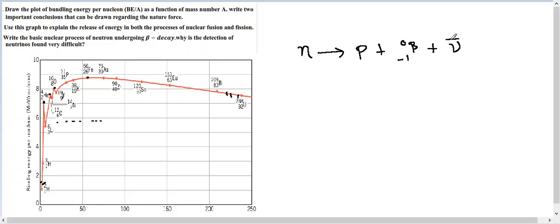So here we can see that in a neutron undergoing beta decay, that's the beta particle, and in that process a proton is generated and a neutrino is generated. Now it is asking why is the detection of neutrinos found very difficult, and this is because they pass through all objects by penetrating them, that is they can just penetrate through all the objects and therefore they are very difficult to detect.